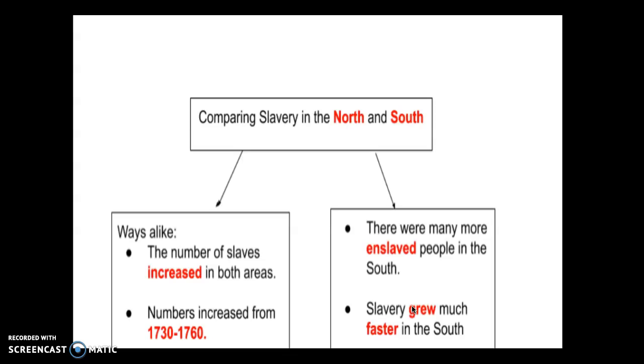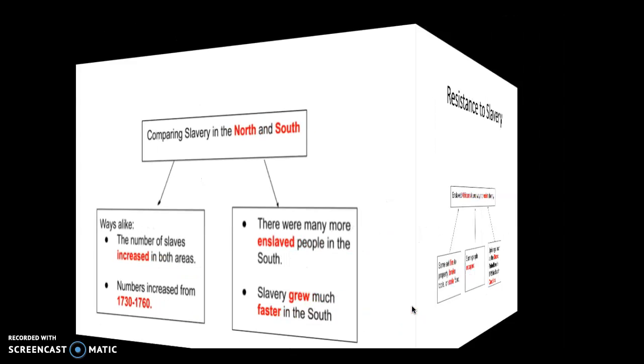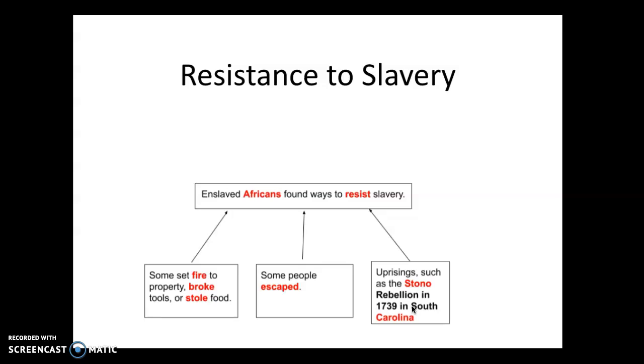They may have small farmers, and quite frankly, slavery is not profitable there, and eventually slavery will just cease to exist in the North and be focused almost entirely in the South. There were ways that the slaves could resist work once they were on plantations, and some did so by setting fire to property. They broke tools or stole food, anything that they could do to postpone working or put it off entirely.